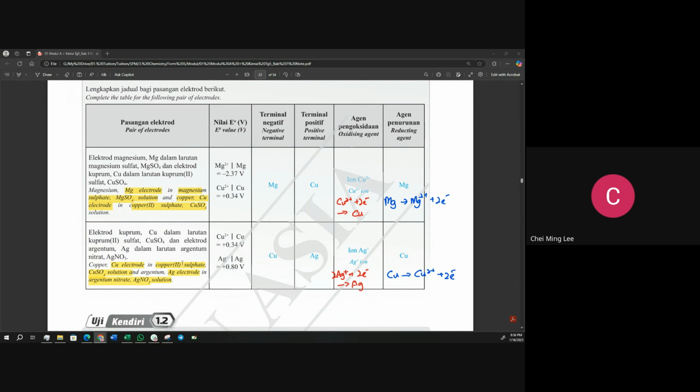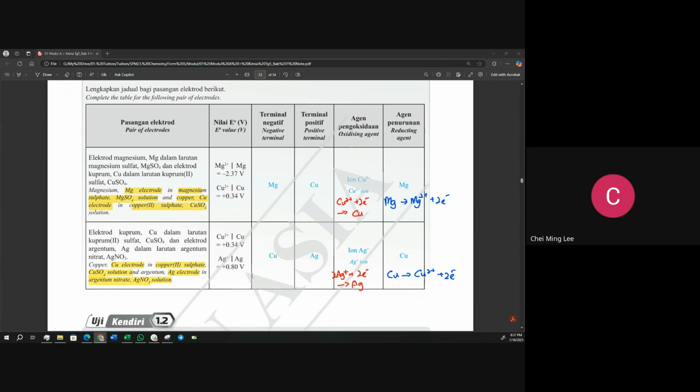Copper electrode in copper 2 sulfate solution and argentum in argentum nitrate solution. So from here, copper will be plus 0.34, argentum will be 0.8. So which one will be the negative? We choose the one with the smaller value, which is copper, while the argentum will be the positive terminal. So the oxidizing agent will be the argentum, and the reducing agent will be copper.